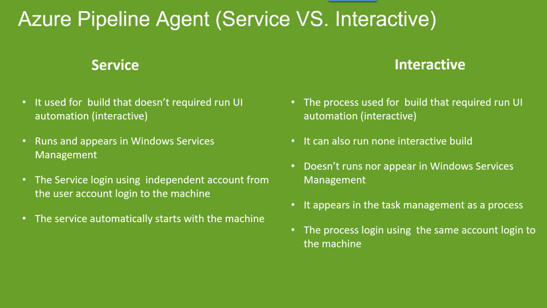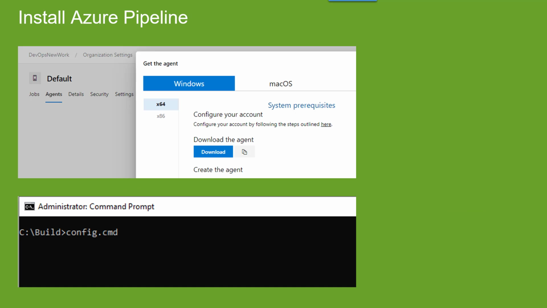The process logs in using the same account that logs in to the machine. Once I start it manually, it uses the same credentials as my account. Of course, we can have a configuration to auto-login to the interactive session, as we will see in the demo, but it means that usually I will use an account that is configured to log in to this interactive service. The process needs to be started manually.